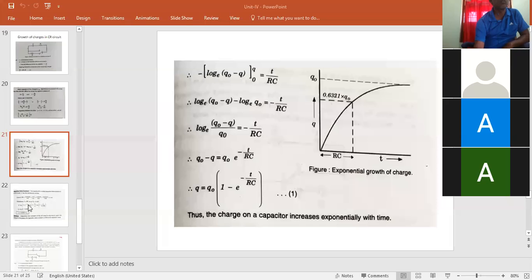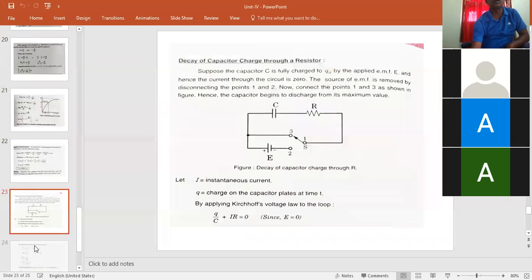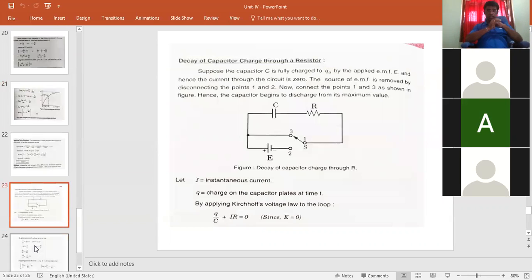Okay. So now the last point in this unit, that is the decay of charges in the capacitor in the CR circuit.